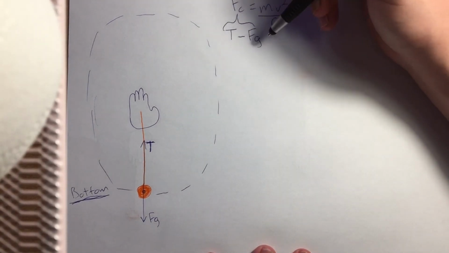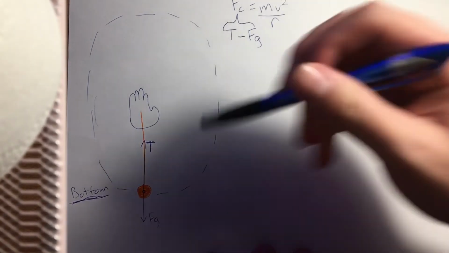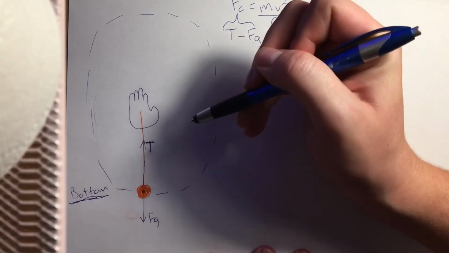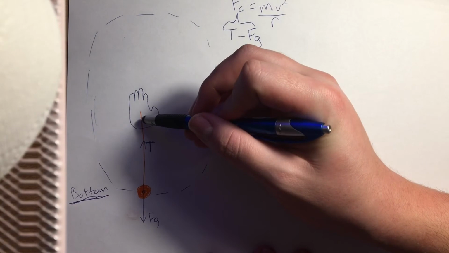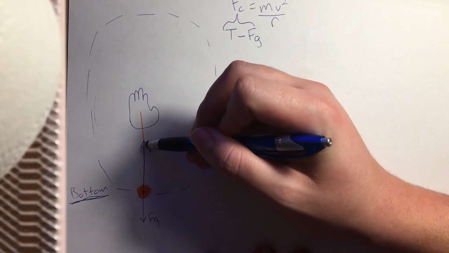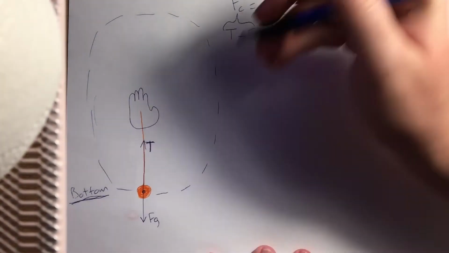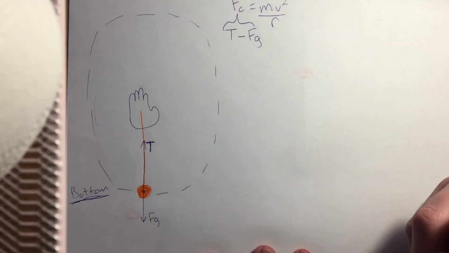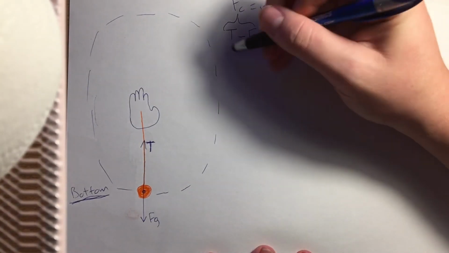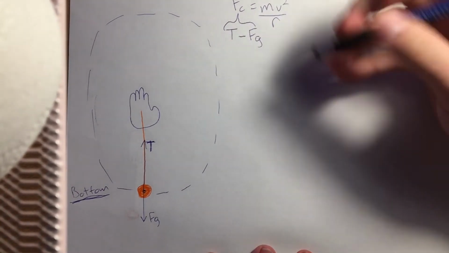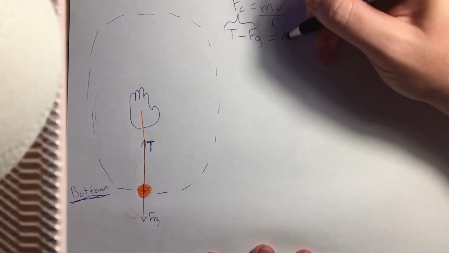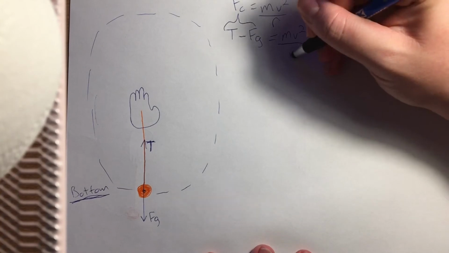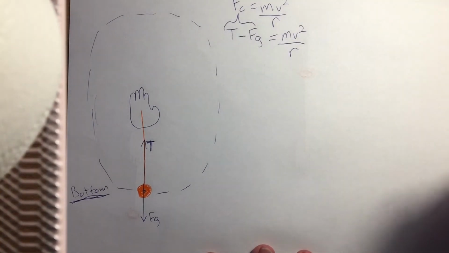It's actually two forces. The centripetal force is the net force towards the center. So the net force towards the center of this circle at this moment is tension going towards the center minus force gravity going away from the center. So both of these together is my centripetal force, and that just equals mv squared over r. Okay?